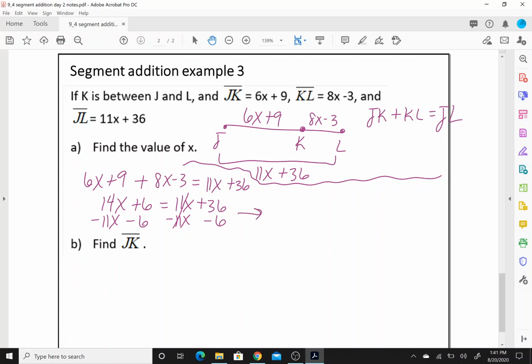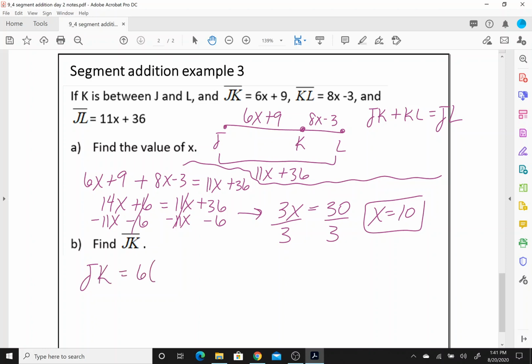14x minus 11x is going to give you 3x. And then 36 minus 6 will be 30. Divide by that 3. So x is 10. And then our last part, find JK. Again, just plug in. JK will be 6 times our x value, which is 10, plus 9. So 60 plus 9, 69.